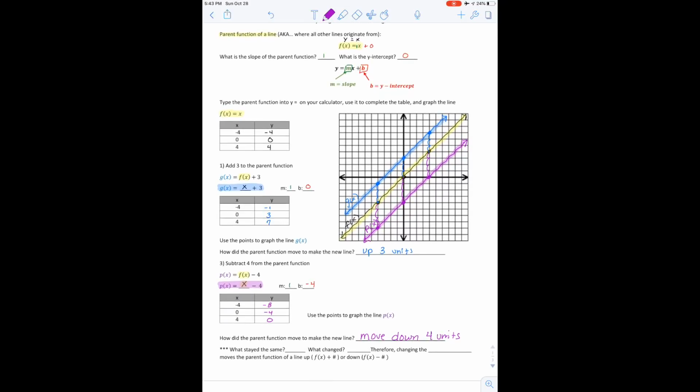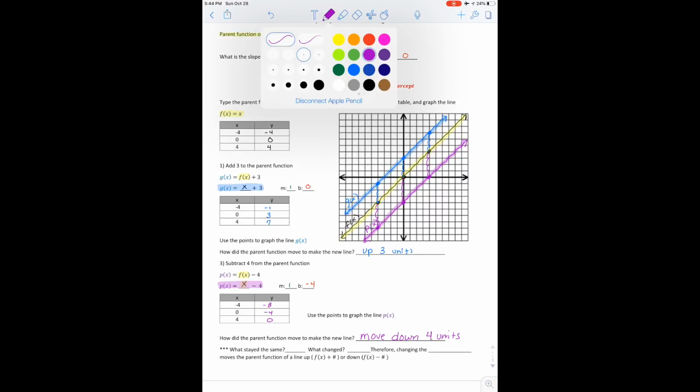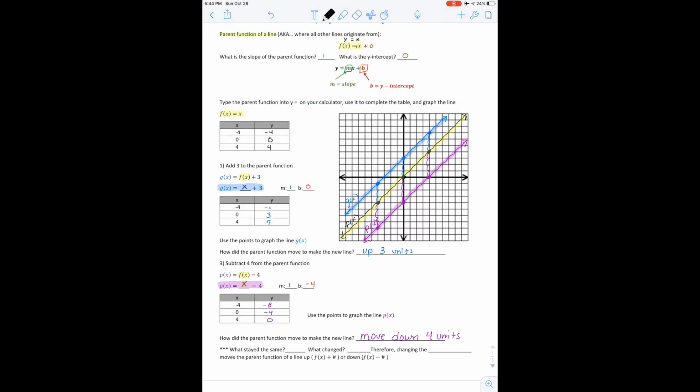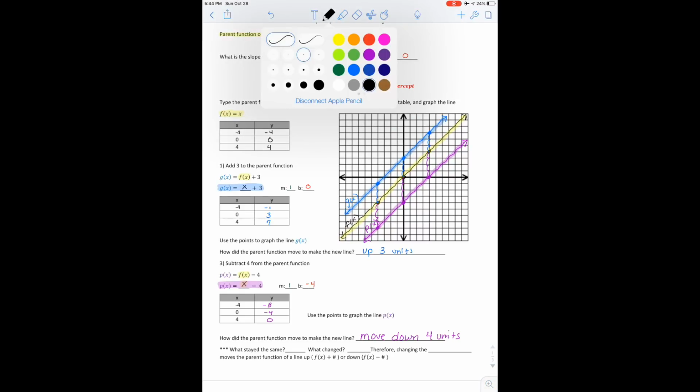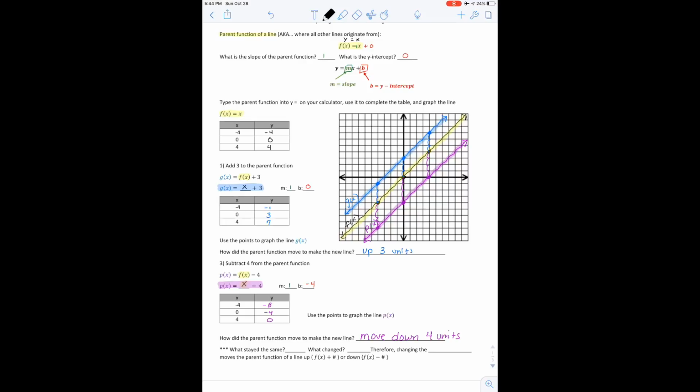Alright, so now I want you to compare the 3 different graphs. Alright, so the yellow graph, the blue graph, and the purple graph. What stayed the same in all of those equations? So just looking at the equations, just identify M and B. Which one stayed the same, the M or the B? Only one of them stayed the same. So I'm going to label right here. We already did it up there, but M was 1 and B was 0.